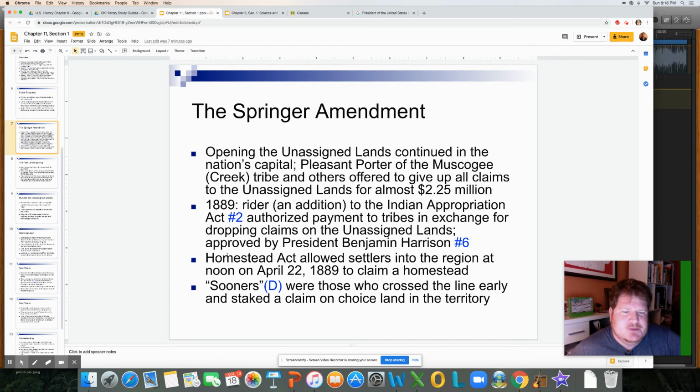So, answer number six. The Homestead Act did ultimately allow settlers into the region at noon on April 22nd, 1889, to claim a homestead. Sooners were those who crossed the line early and staked a claim on the choice land in the territory.